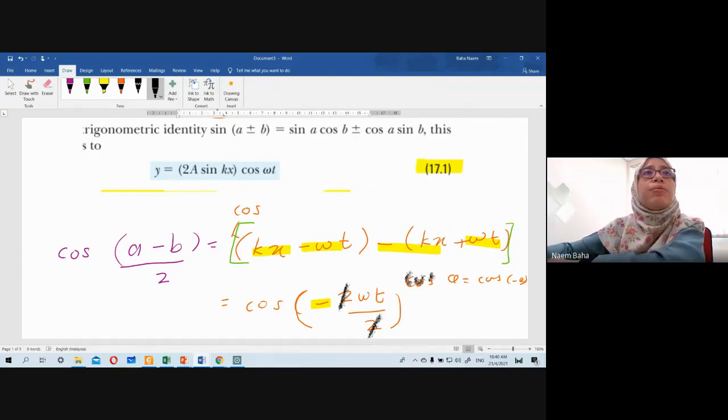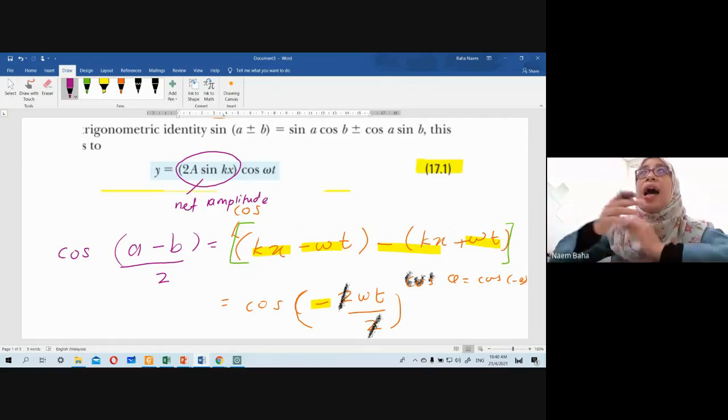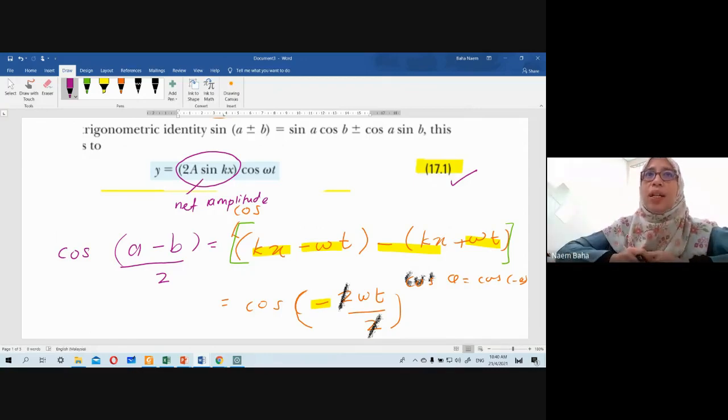Now, let me clarify. This is actually the net amplitude. When I use the term net, it represents the overall, the sum total. While this is the function of t, cos omega t is a function of t. Understand? So that's the reason the expression is as such. Now, from my past experience, I haven't seen that you were asked to derive this, but perhaps you have the need to understand. So that's the reason why I am sharing it with you.